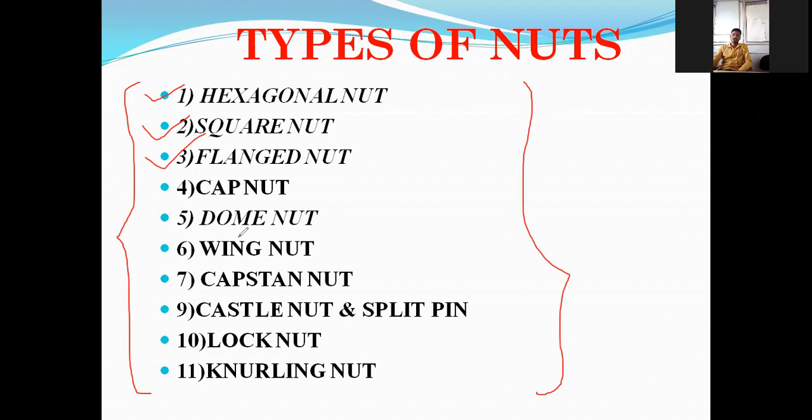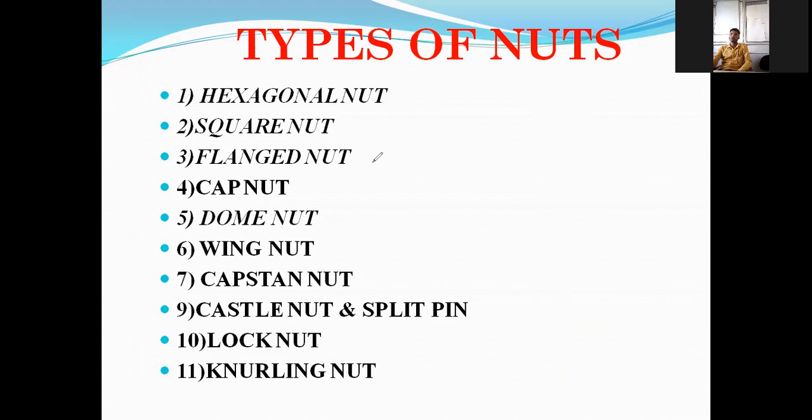So these are the types of nuts. In day-to-day life, if you come across any type of nut, you should be able to identify which type of nut it is. Being a mechanical engineer, once you come across some components, you should be able to at least find by what process that component is manufactured, and then what material is used to manufacture that component, at a very basic level.